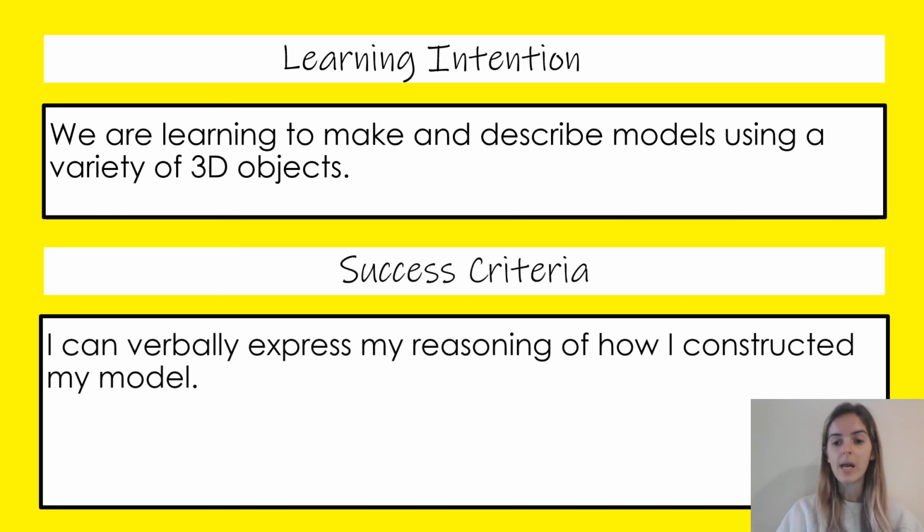For example, I used 4 cylinders to represent my arms and my legs. And they look like arms and legs, don't they? I also used a rectangular prism, which was my crackers box, for the body. And I did this because it's long and tall.